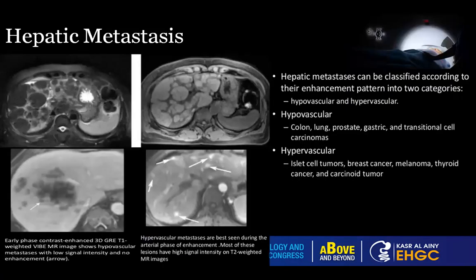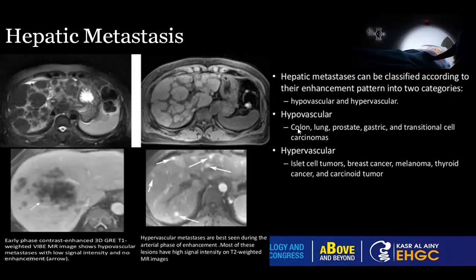Hepatic metastasis could be cystic or solid, and also could be hypovascular or hypervascular. There is a hypovascular metastasis. It shows enhancement only in the delayed images. Okay, there are multiple hepatic metastases showing hypervascularity. They enhance in the arterial phase.